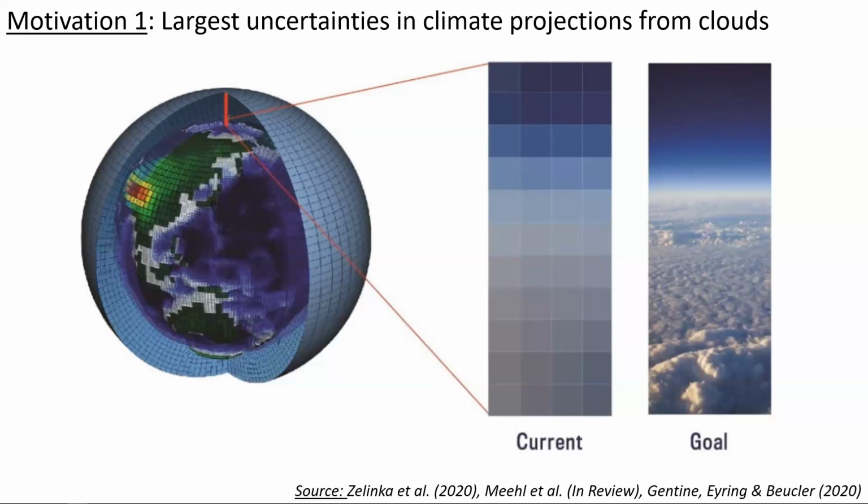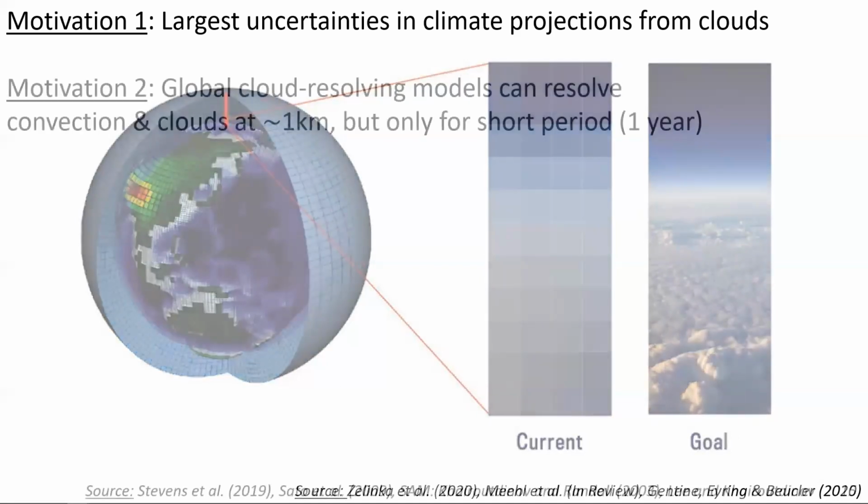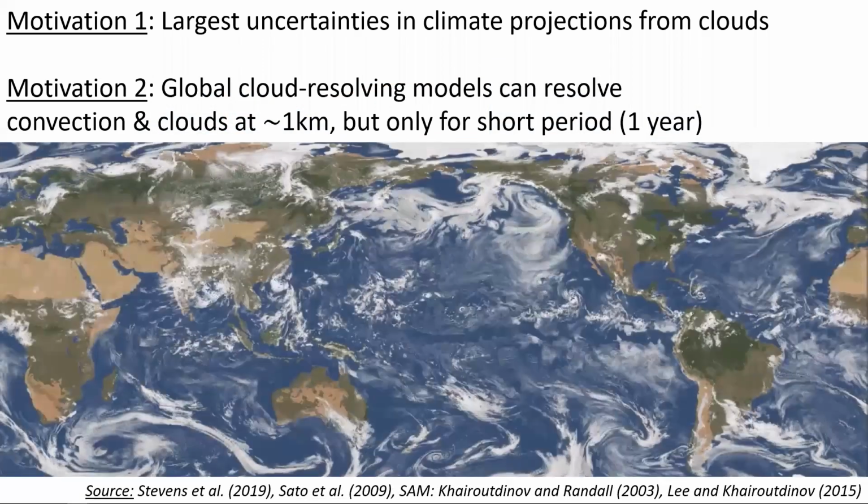And so because of this distortion of clouds and convection in our climate models, for a given emission scenario, cloud processes are still responsible for the largest source of uncertainty in our climate projections. And that's the first motivation of this talk. We want to try to decrease this uncertainty. Now, the second motivation is that this is really good news.